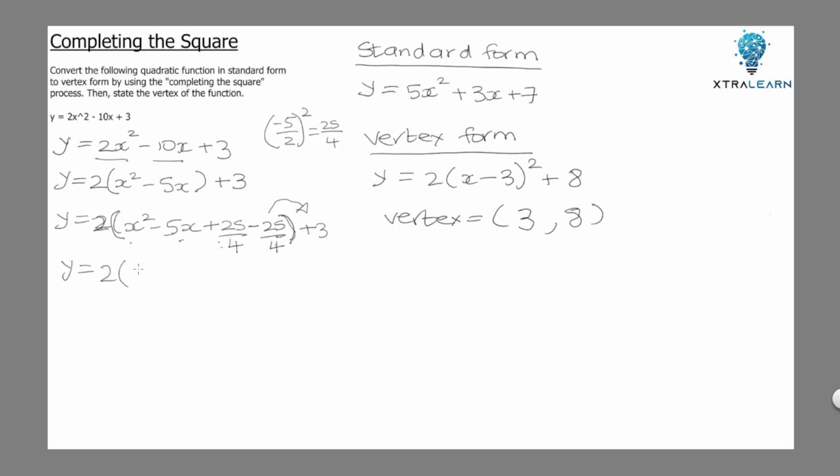So I'm going to leave the first three terms in the bracket. And this minus 25 over 4, I'm going to take it out. But before I take it out, I have to multiply it by this 2. So I'm going to multiply the 2 by this minus 25 over 4. And of course, this 3 remains.